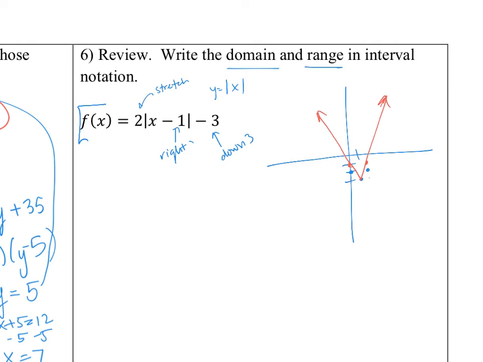So the domain, looking at the graph, goes forever left and right. We could also look at the actual equation, and there are no restrictions. We can plug in anything we want for the x value there. Now the range: the absolute value only pops out positive numbers, but because we're minusing 3, the lowest we're going to be able to go is negative 3. We actually do touch there, so it's a closed bracket, and we'll go up to infinity.